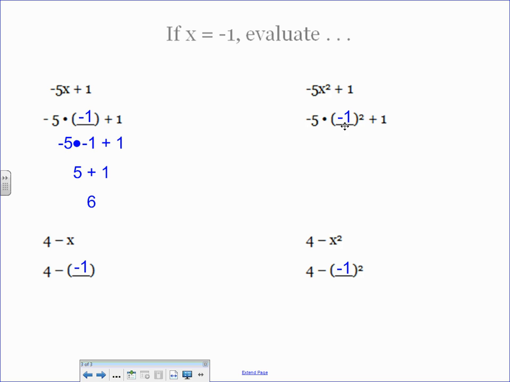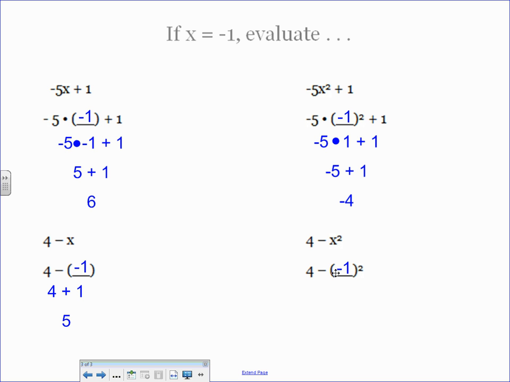We do GEMDAS first. We do exponents. Negative 1 squared is positive 1. So this is negative 5 times positive 1 is negative 5 plus 1 is negative 4. This is 4 subtract x. X is negative 1. Make sure you write it in parentheses so you remember that you have subtraction and then a negative number. That's 4 plus 1. You do keep, change. And that's going to be 5.